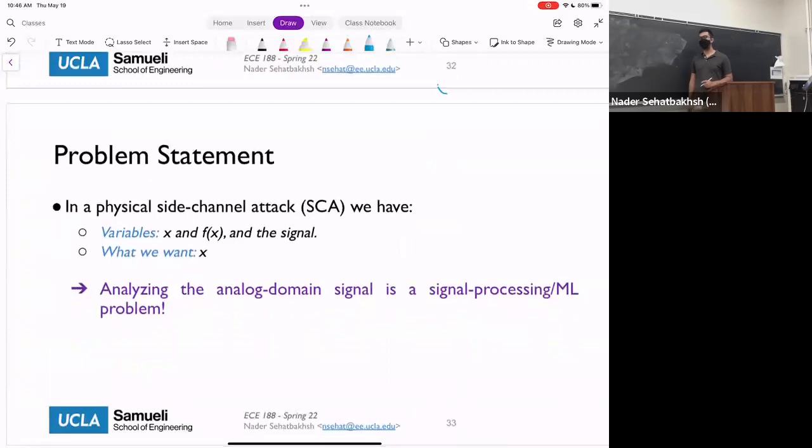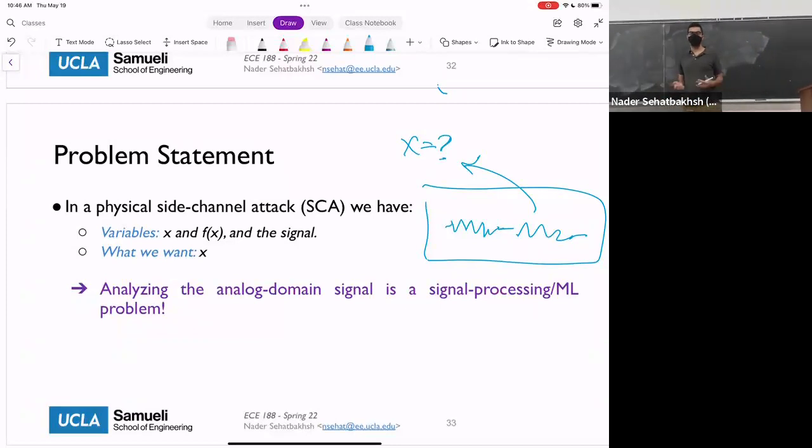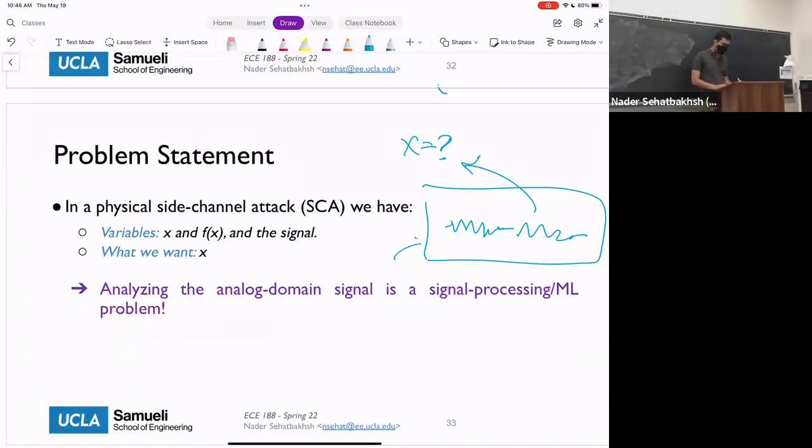Since this is the signal that we're getting, we're talking about an analog domain signal. Extracting information from this in order to find what X is becomes some sort of digital signal processing, or these days, a machine learning problem in some sense, because you have this time series signal, and you want to extract what is the value that created this. So it becomes some sort of a classification problem, where you have a bunch of different signals, and you want to say what is the X for this, what is the X for this, and what is the X for this. Okay.